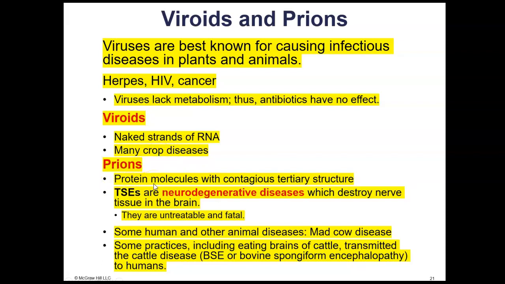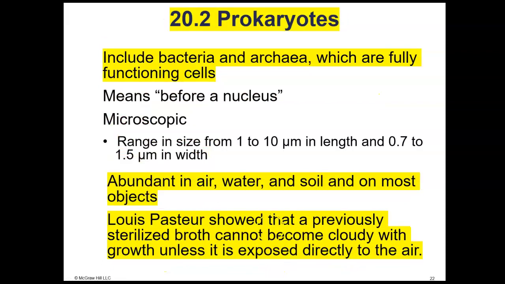Prions are only protein molecules, and they have a contagious tertiary structure. That means their three-dimensional shape has been modified in some way. TSEs are neurodegenerative diseases which destroy nerve tissue in the brain. One type of TSE is mad cow disease. And humans can get that by eating the brains or brain tissue of cattle. The TSE was formerly BSE, or bovine spongiform encephalopathy. So the TSE is the form that's found in humans, and the BSE is found in cows. But it basically causes the brain to turn to mush over time. So we have viroids that infect only plants, and prions that cause brain or neurodegenerative diseases.